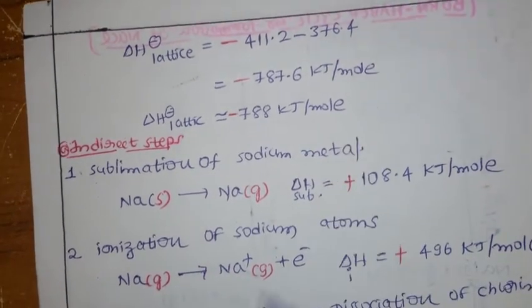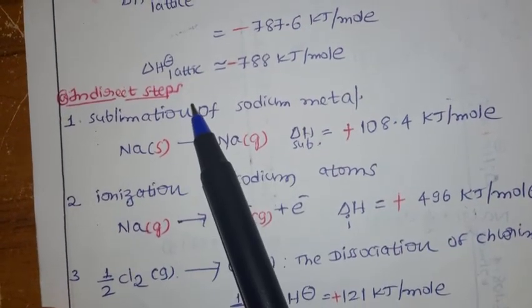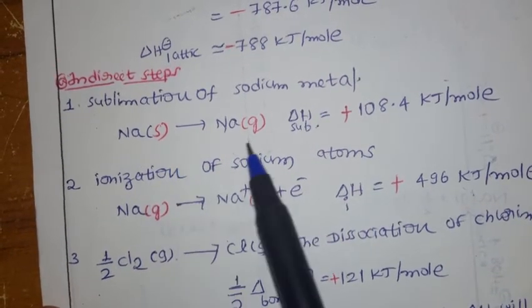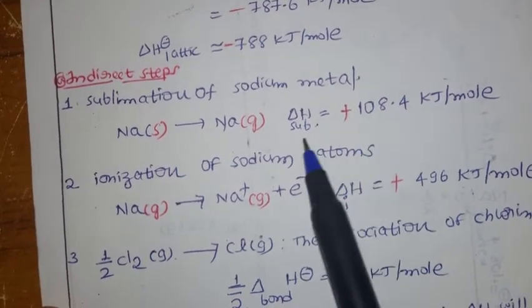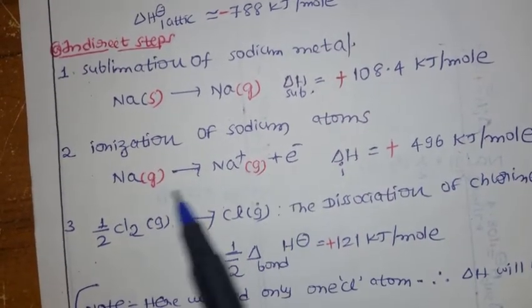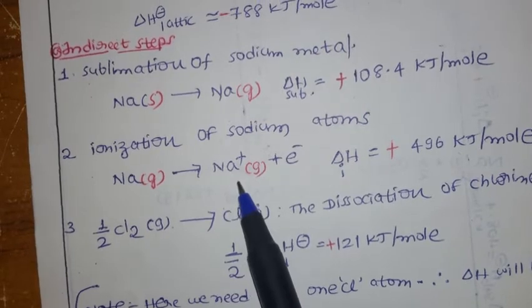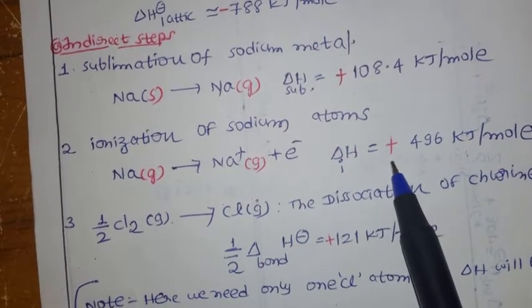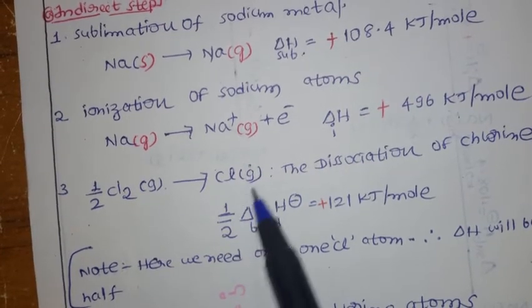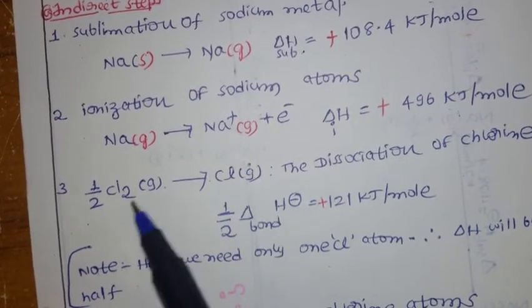Here in the notes we have the indirect steps. First, what did we do? We went for the sublimation of sodium metal, meaning solid sodium is converted into gas. It is an endothermic process, so the delta H symbol is plus. Next, we did the ionization of sodium, so sodium is converted to sodium ions. Here also delta H is positive. Next, we need one chlorine atom, but here we have two.